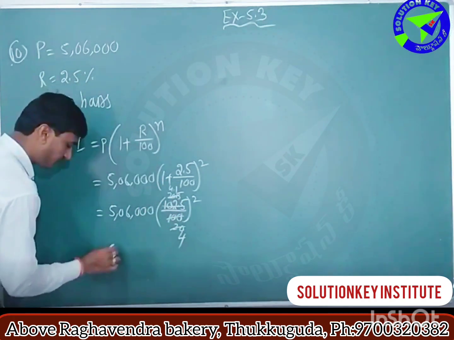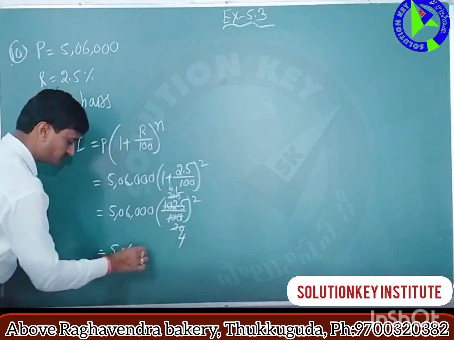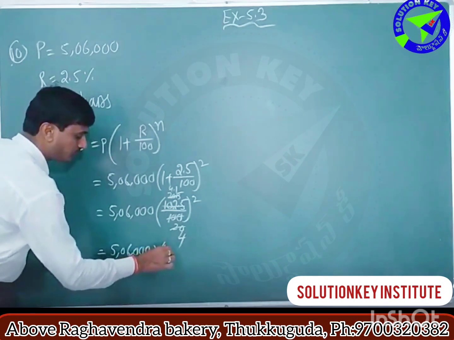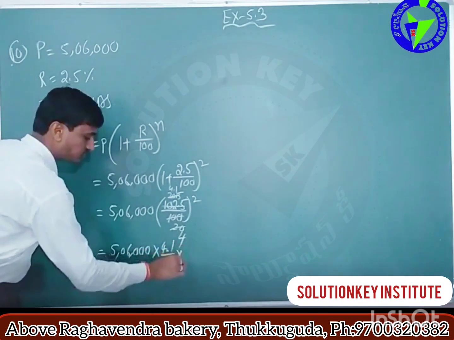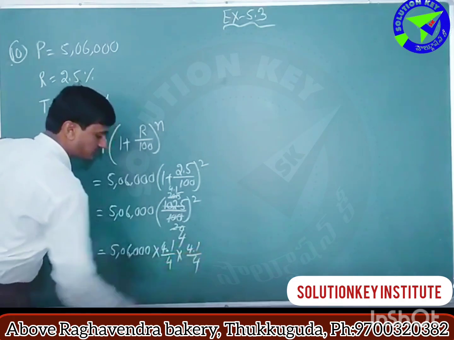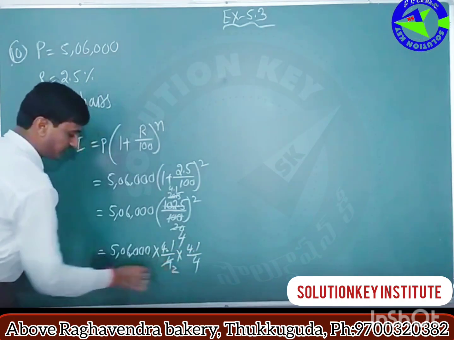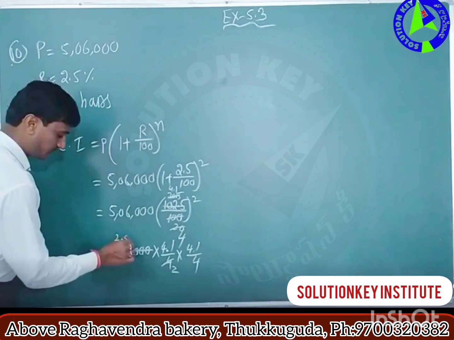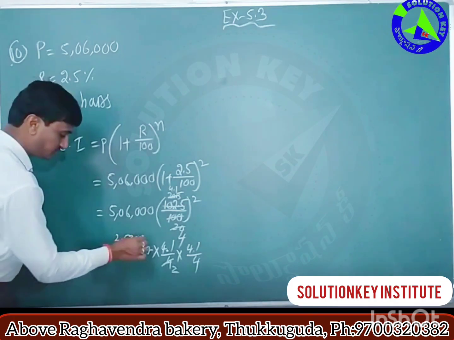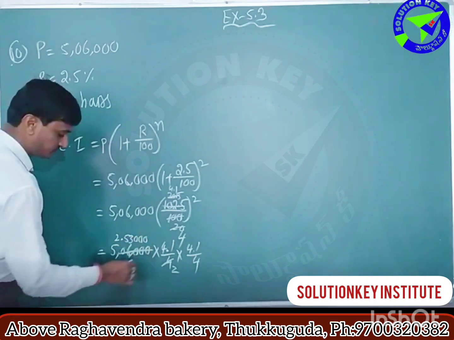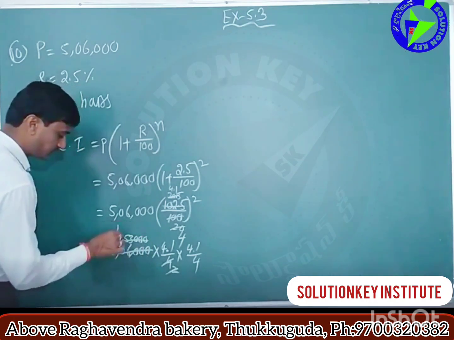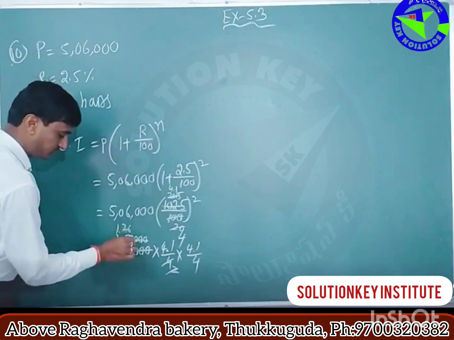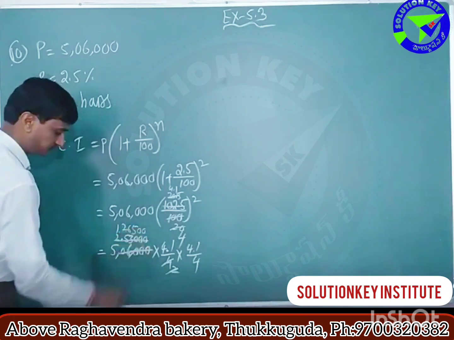So 5,06,000 into 4.1 by 4 into 4.1 by 4. So 2 2 cancel, 2 2 4. 2 5 10, 2 3 0 0 0 0 0. Again 2 table. 2 1 2, 2 4 2, 2 2 4. 2 6 12, 2 5 0 0.